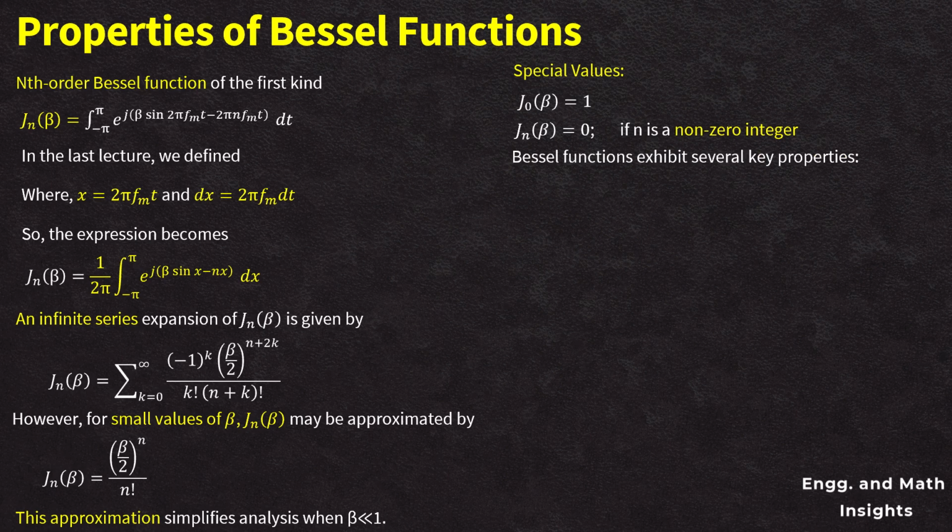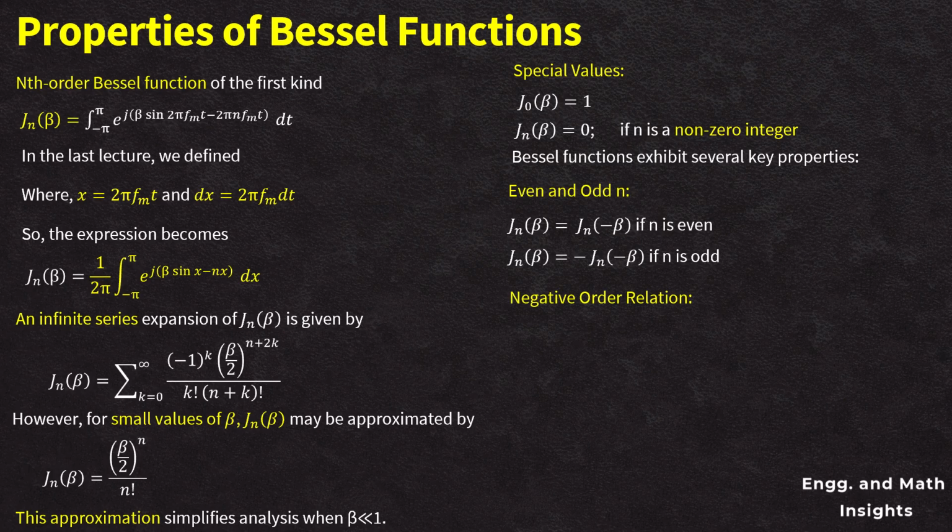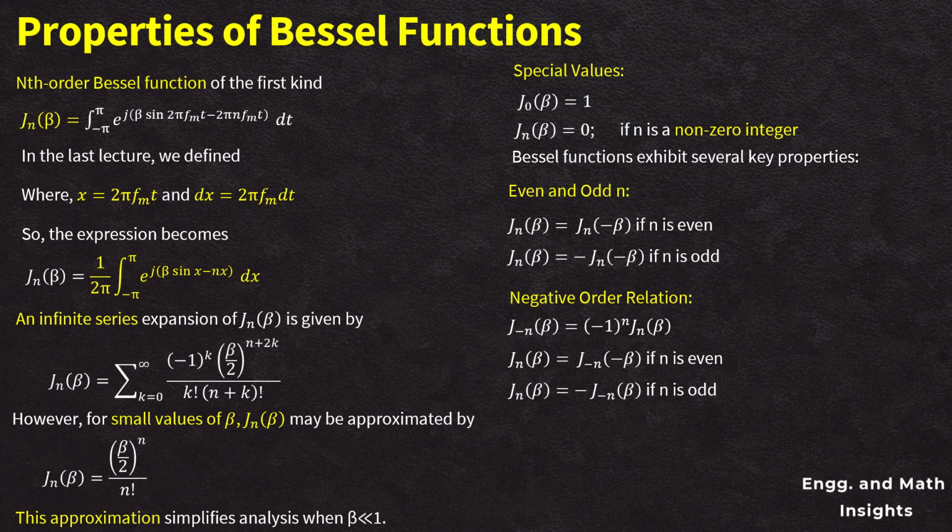For even and odd values of n, Jn(beta) is equal to J-n(beta) if n is even, and Jn(beta) is equal to minus J-n(beta) if n is odd. So the negative order relationship is J-n(beta) equal to (minus 1) to the power n Jn(beta). For large n, Jn(beta) is equal to 0 if n is much greater than beta.